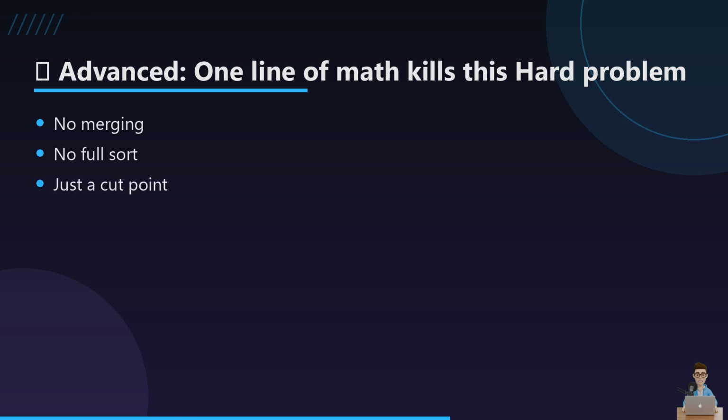Advanced level, you already know the brute force merges in O of m plus n. Skip that pitch. The real question is whether you can find i and j such that the partition invariant holds without ever touching a merged array. That's the whole problem. Binary search on the answer, not on the data.